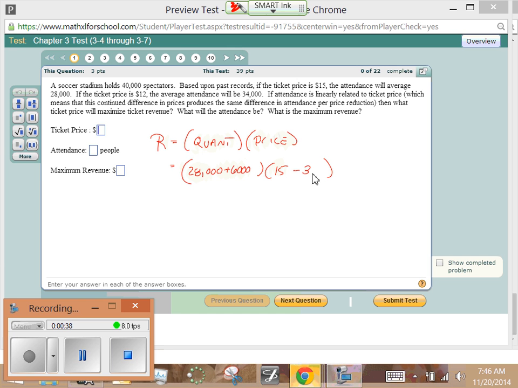So if I put an X here, that's going to say, a $3 drop, maybe a $6 drop, $9 drop, and so forth. However many drops I make, I will increase 6,000 people every time. Now, if I multiply that out, I'll bring my 1,000 out and get 28 plus 6x and 15 minus 3x. 28 times 15.